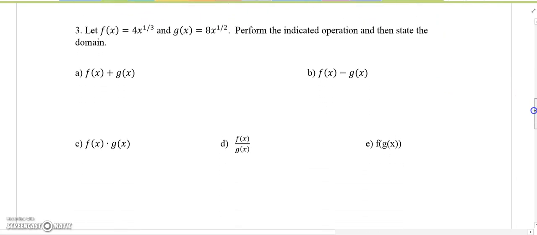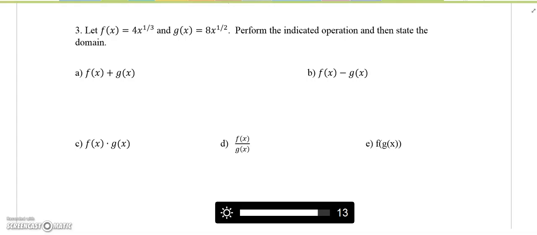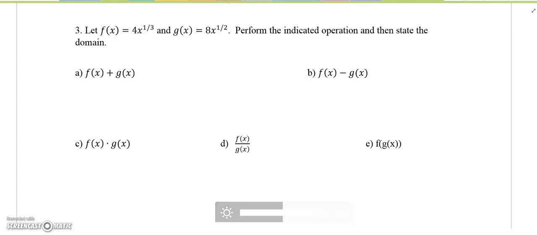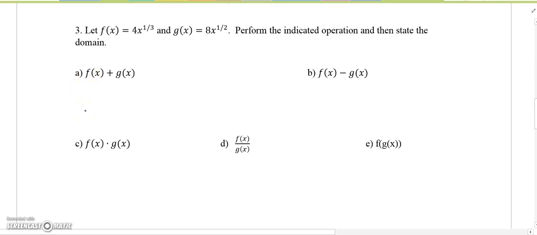Next, we're going to do some function operations. That's addition, subtraction, multiplication, division, and the last one, the hardest one, composition. Letter A is just addition. Addition's nice and easy.